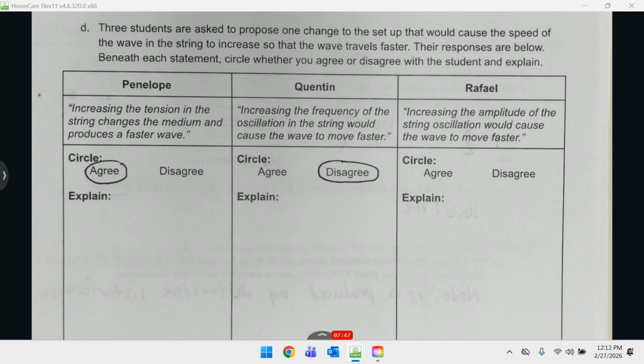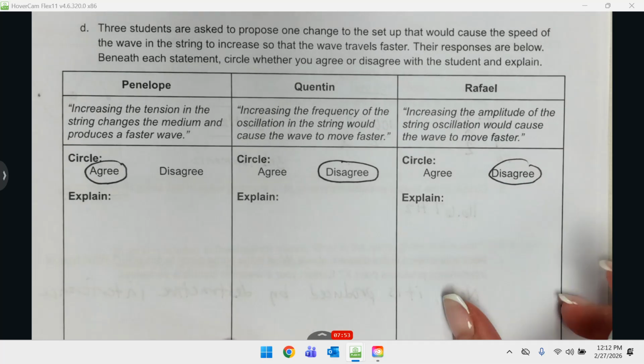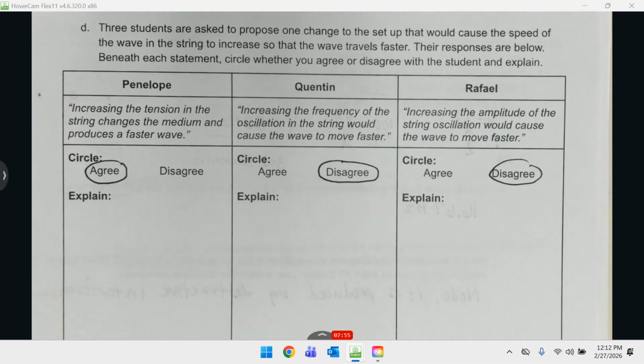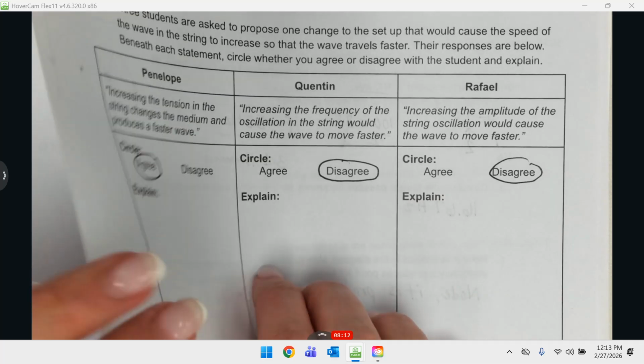Increasing the amplitude of the string oscillation would cause the wave to move faster. Again, I'm going to disagree with that. Amplitude affects the energy of the wave, its ability to do work, but it does not affect the speed with which it moves. Again, that is determined by the medium and only the medium. All right, so again, you would need to explain those, but that is what you should have selected for those 3 statements on Form A.